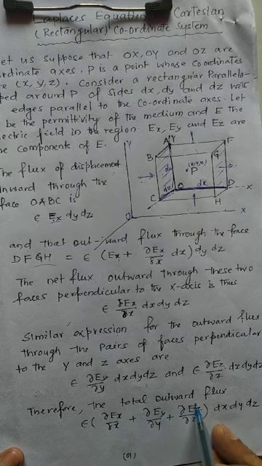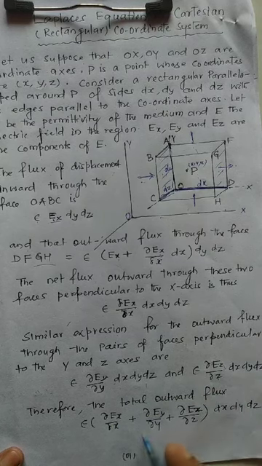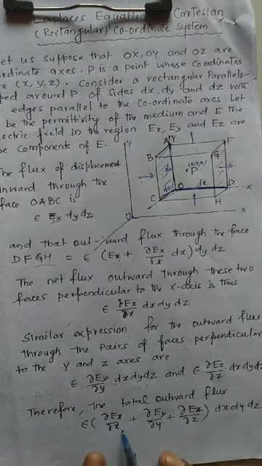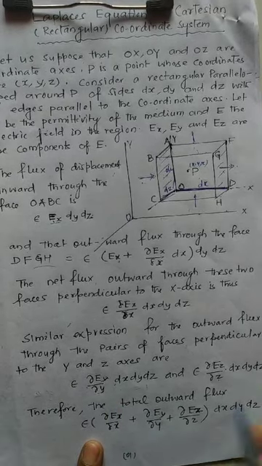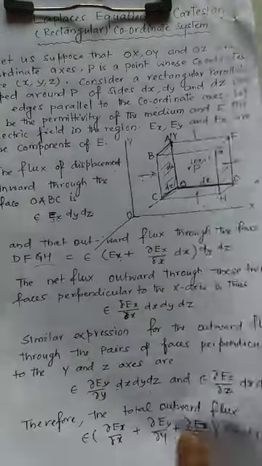Therefore the total outward flux is this plus this plus this one. So this will be common, this will be common. So this is the total flux. Okay.